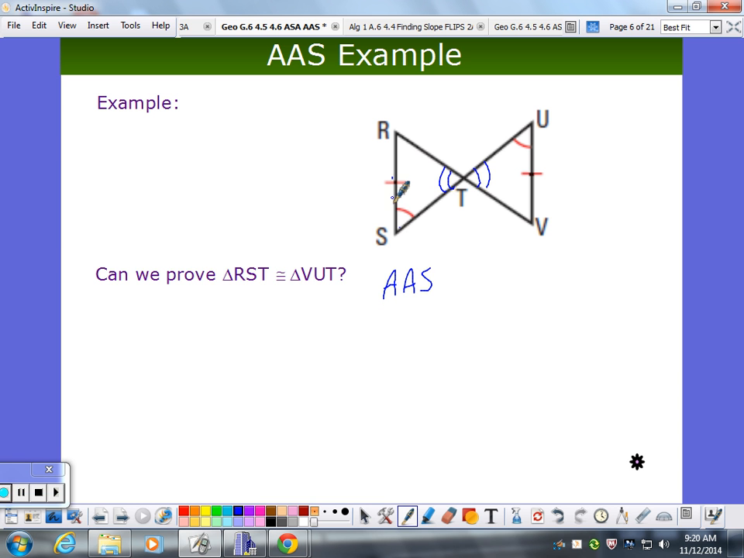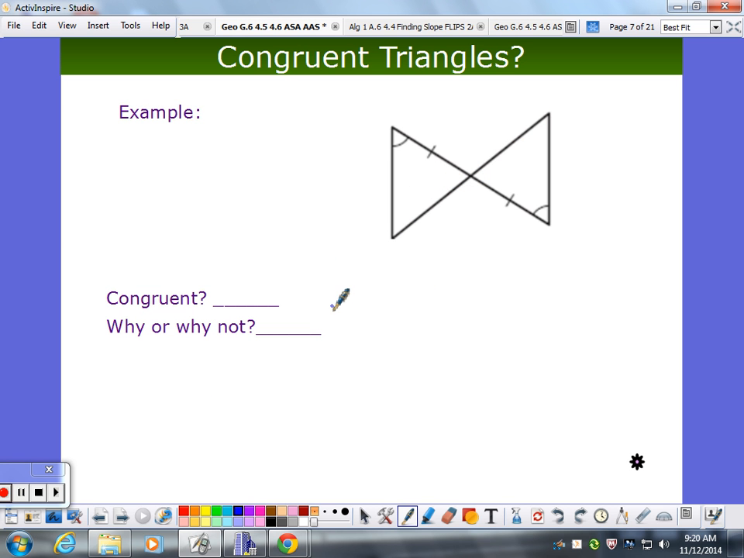Read that in order. This is not an angle, side, angle because it's not an included side. All right. These, I believe, I hope, are on your sheet. Yes. Okay, we're just going to go through them. Can you look at what we have here and determine whether you've got congruent triangles or not, and why or why not?